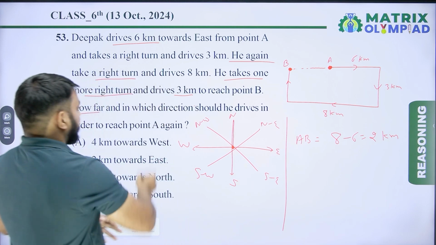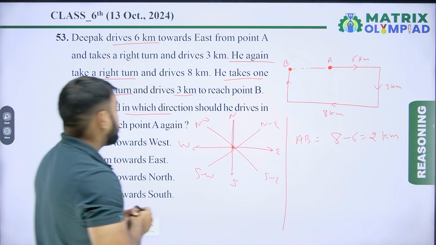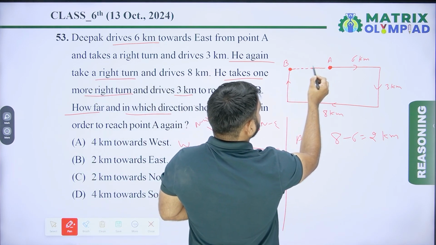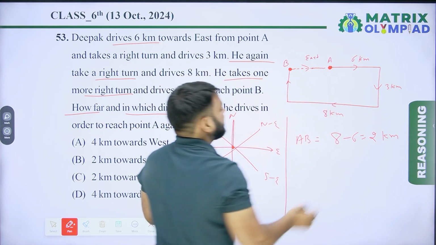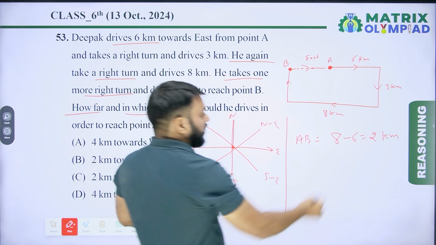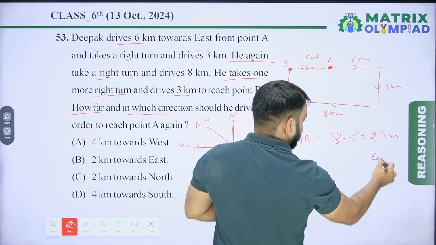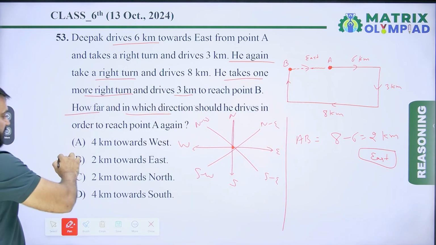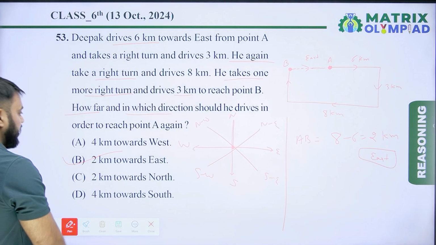Now, in which direction should he drive in order to reach point A again? If he drives towards east direction, then he will reach point A again. So here 2 kilometer towards east is the correct answer of this question. So here option B is the correct answer of this question. Let's move on to the next question.